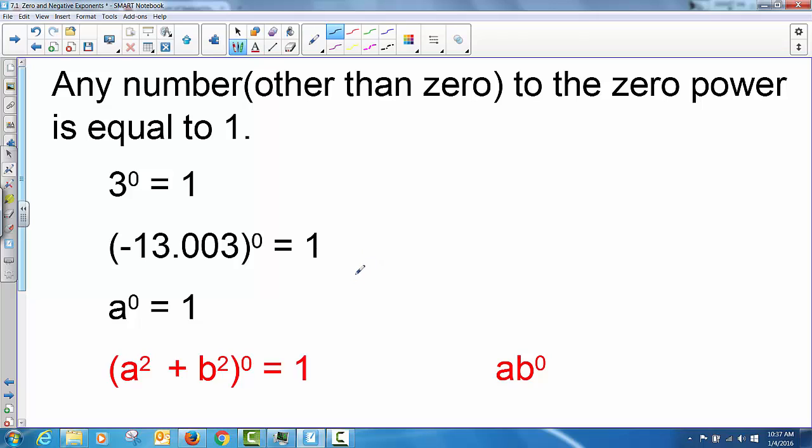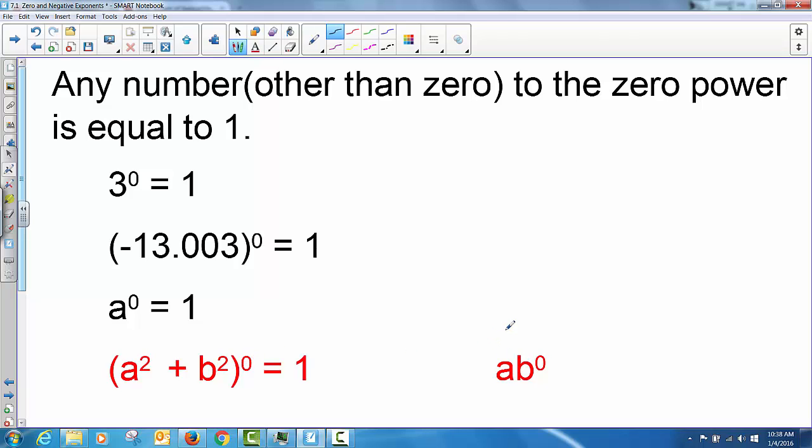The only catch that you're going to have is this: the exponent only applies to the item to which it's attached. So the 0 exponent here is attached to the 3. The 0 exponent here is attached to everything inside this parentheses because it's attached to the parentheses. The 0 here only applies to the a. The 0 here applies to this parentheses, so everything inside here is to the 0 power.